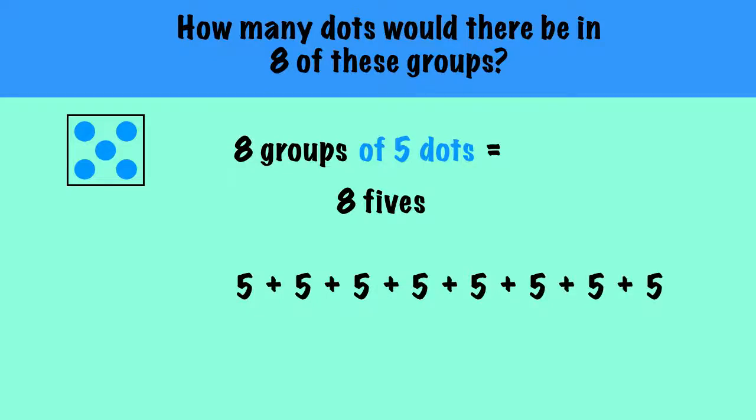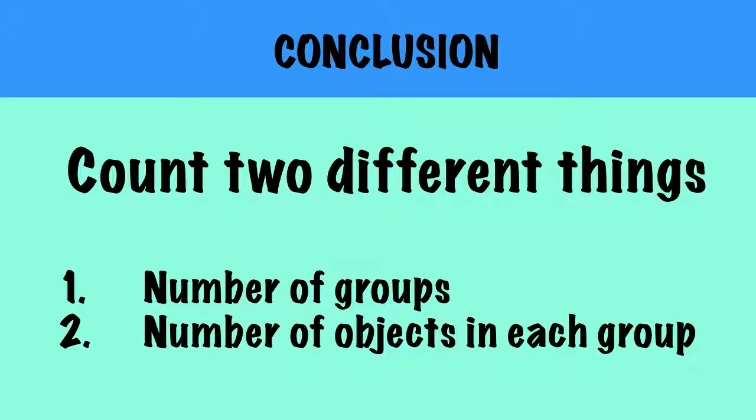If you add it up, you get 5, 10, 15, 20, 25, 30, 35, 40. Altogether, it equals 40. And if we know 8 5s equals 40, then we know 8 groups of 5 dots would just be 40 dots. So in conclusion, today you learned that you can count 2 different things. You can count both the number of groups, but also the number of objects in each group.